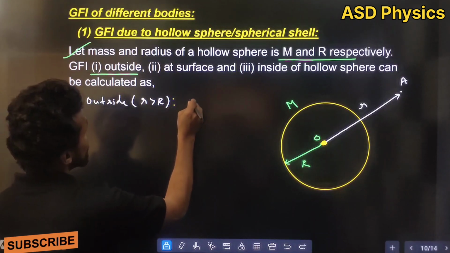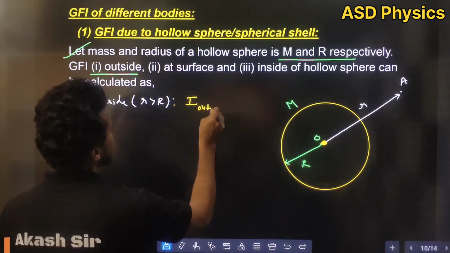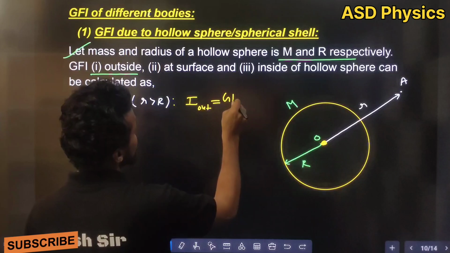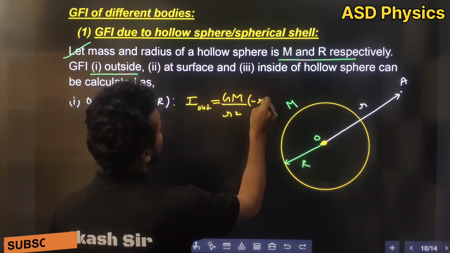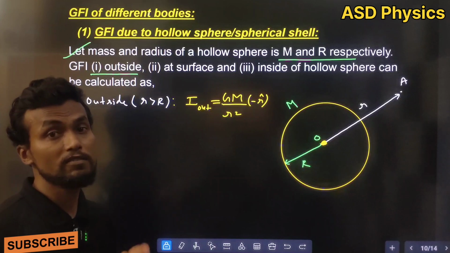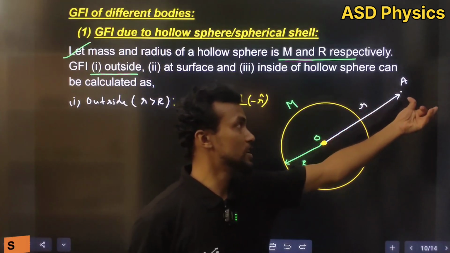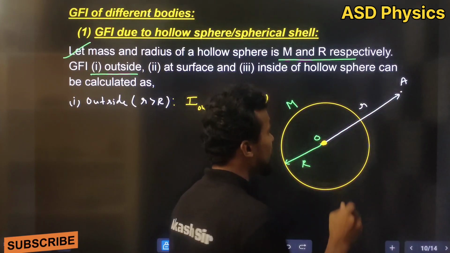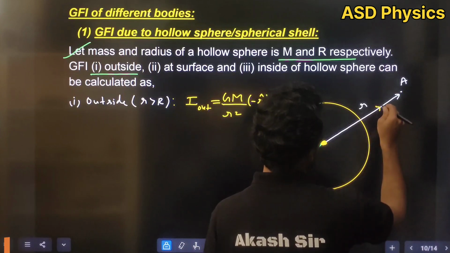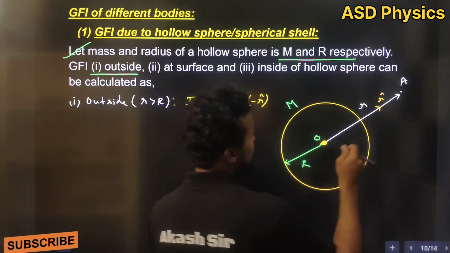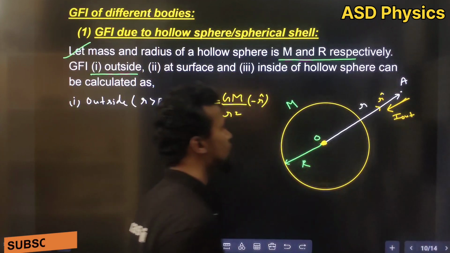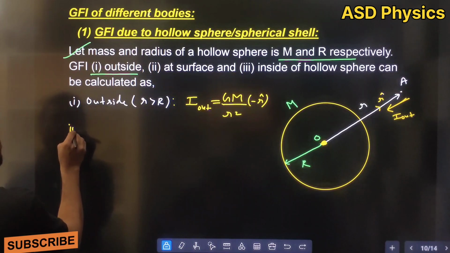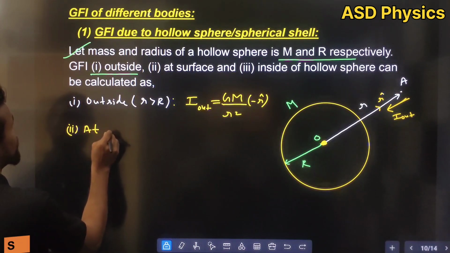Now, in this situation I will write here, at point A, I out is equal to, very easy, see please here, Gm by r square and minus r cap. I told you very well why minus r cap is coming, because GFI always acts towards the mass, in the opposite direction of the r cap. Okay, r cap will be in this direction. So it will be in which direction? Opposite direction, at this side here. So only minus sign is there. Okay.